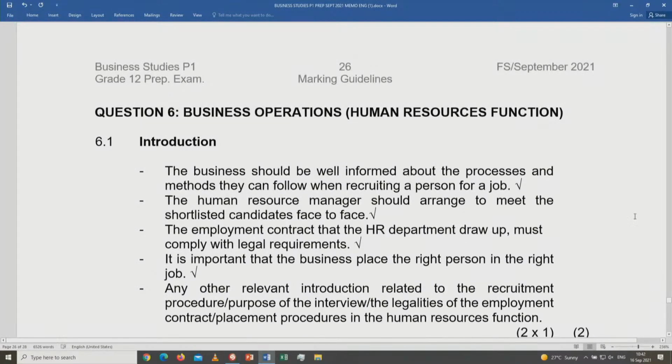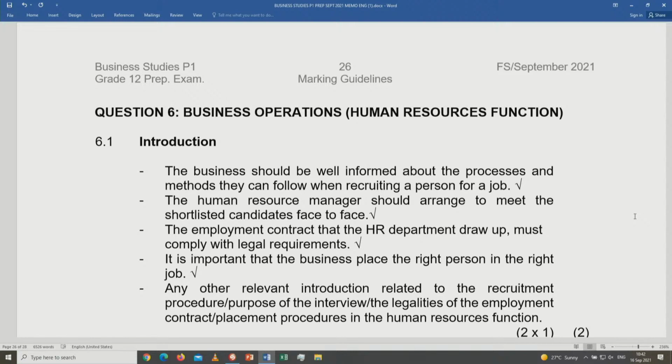Which is question 6, human resources. Look at the introduction. The first statement, the business should be well informed about the processes and methods they can follow when recruiting a person for a job. That is an introductory statement. It links with the first bullet in the question. The first bullet was about the recruitment procedure.